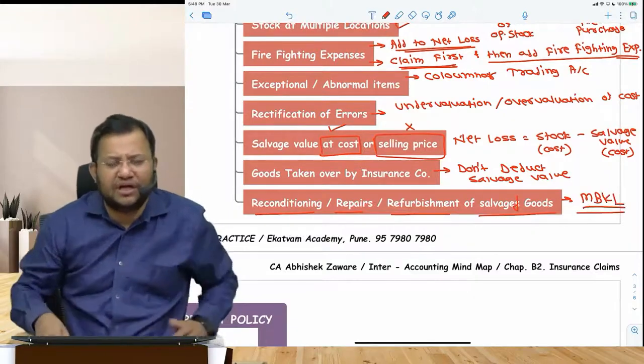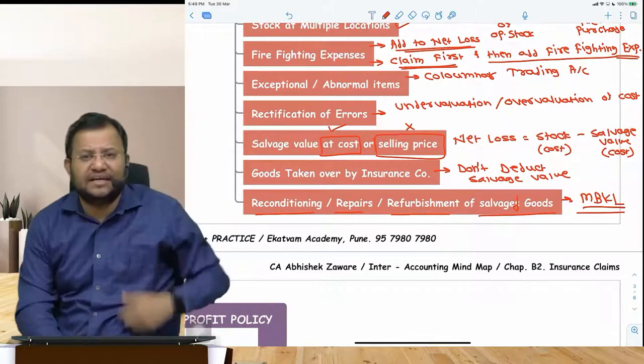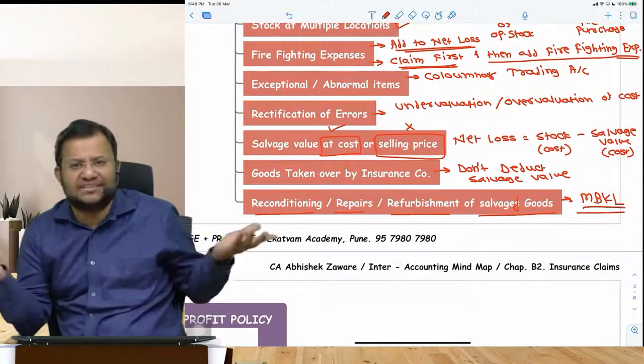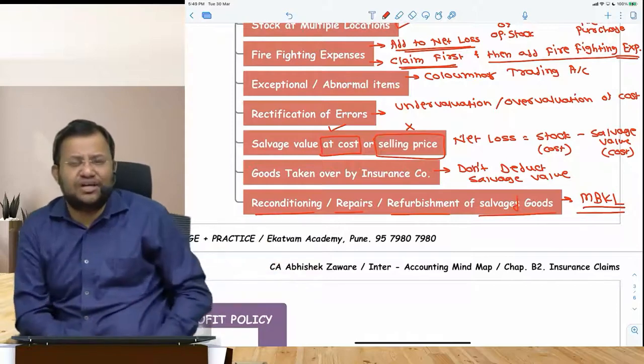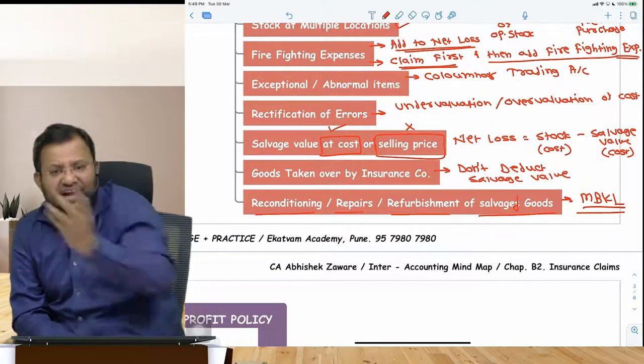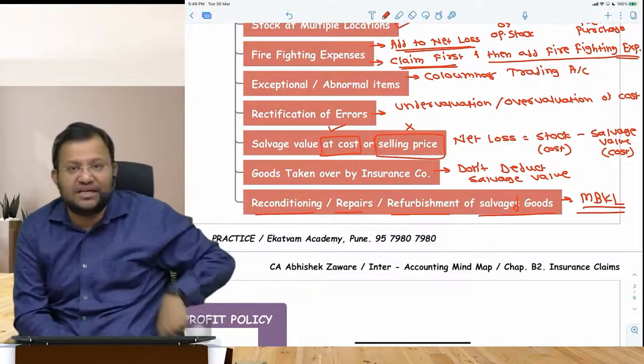Examiner may give you that whatever goods are salvaged are refurbished by you by incurring so and so expenses and they are resold by you at so and so price. That does not affect the calculation of insurance claim because that is an event taking place after the fire. In one of the test questions I had given you this particular point where there is a refurbishment done.